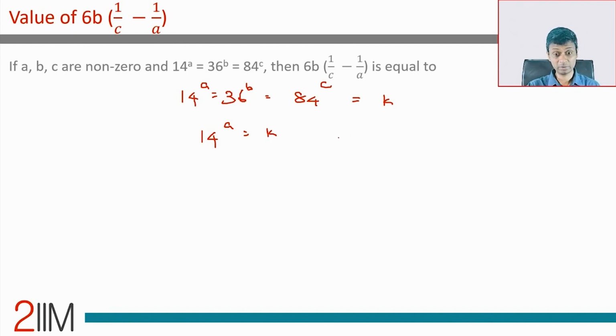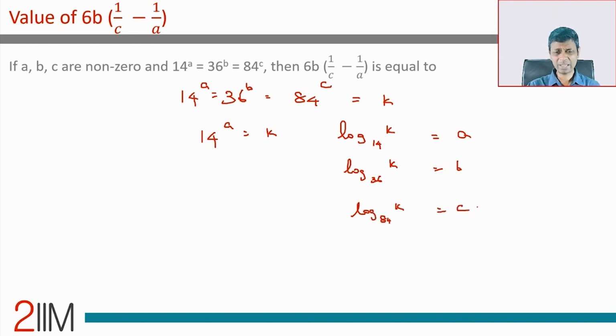So what does it mean? This means log K to the base 14 is A. Log K to the base 36 is B. The very definition: log K to the base 36 is B means 36 power B is K. Log K to the base 84 is C.